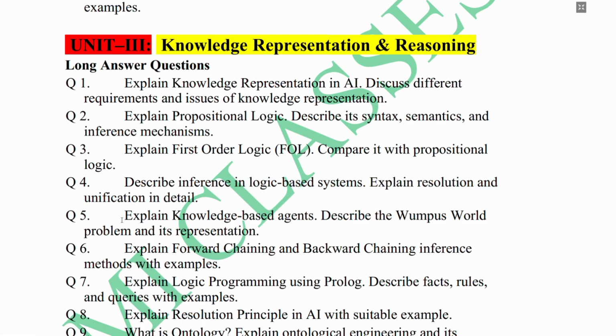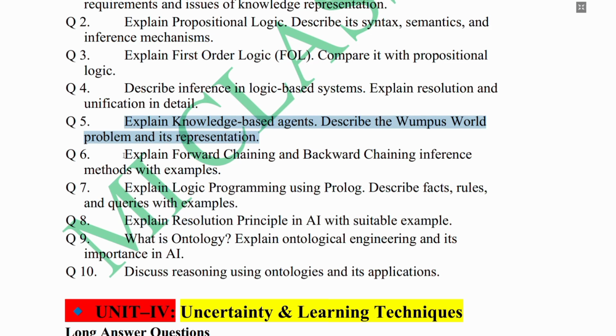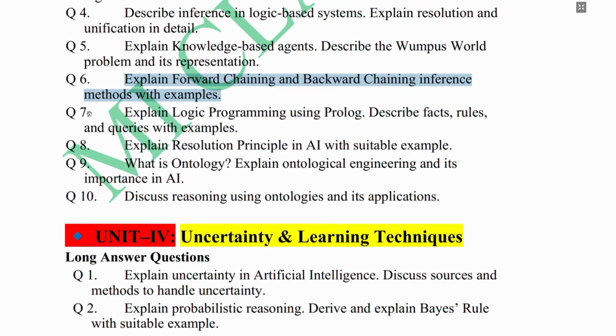The next question is: explain knowledge based agent, and describe the Wumpus world problem and its representation. The next question is: explain forward chaining and backward chaining inference methods with example. The next question is: explain logic programming using Prolog, and describe facts, rules and queries with example. And the next question is: explain the resolution principle in AI with suitable example.